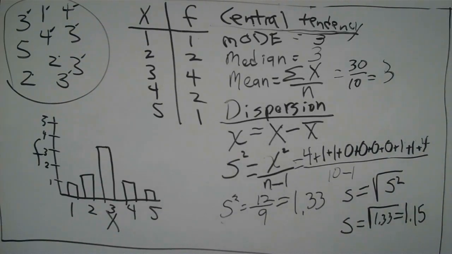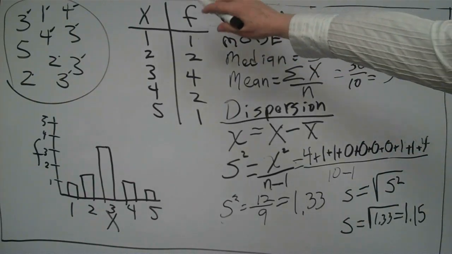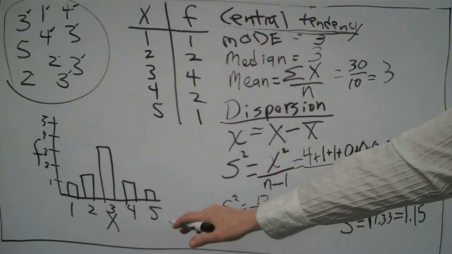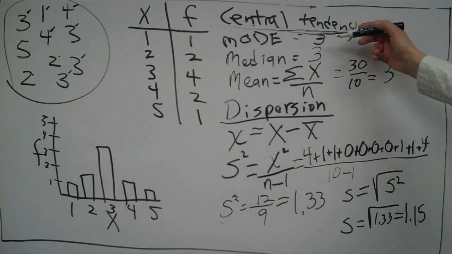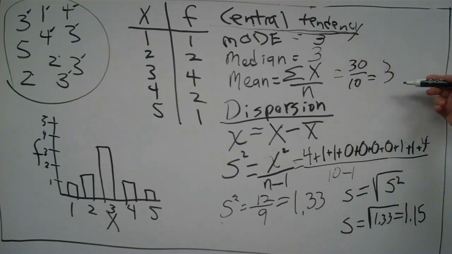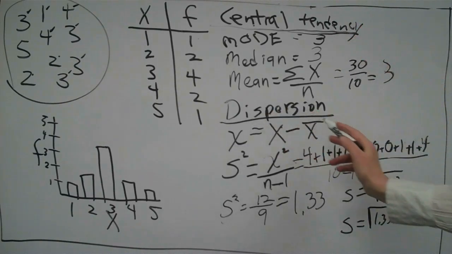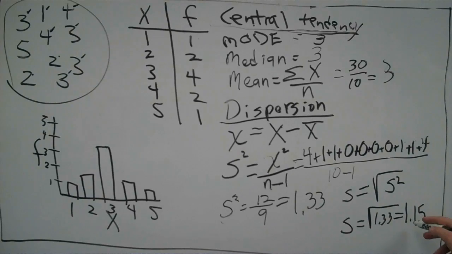So now we have taken some disorganized data, organized it into a frequency table, made a frequency histogram, calculated 3 measures of central tendency, and we have a measure of dispersion in terms of the same units that we started out with in the standard deviation.